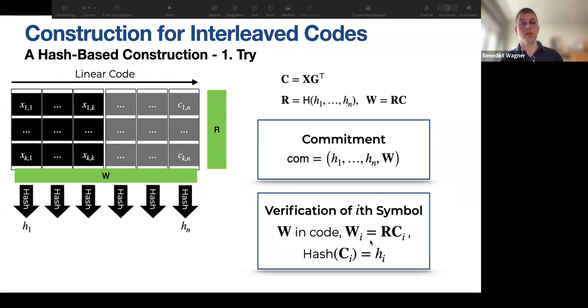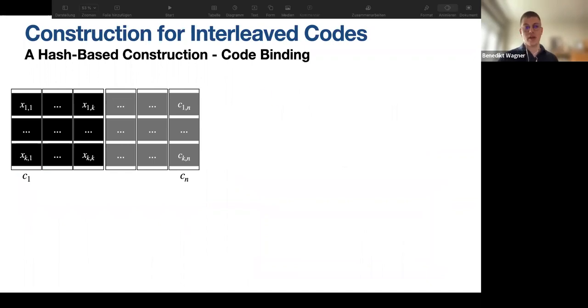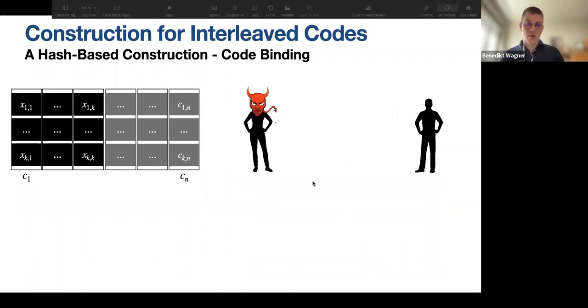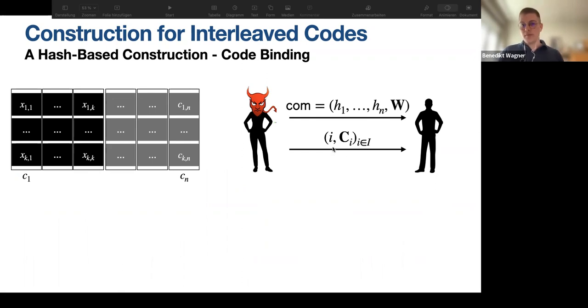Now let's think about this. Is this actually code binding? The intuition is that it is, but can we prove it? So what does it mean? We have an adversary, and this adversary breaks code binding. It outputs a commitment, and it outputs some openings. This adversary breaks code binding if all these openings together are inconsistent with the code, so there's no code word consistent with these openings. And now we want to rule that out.